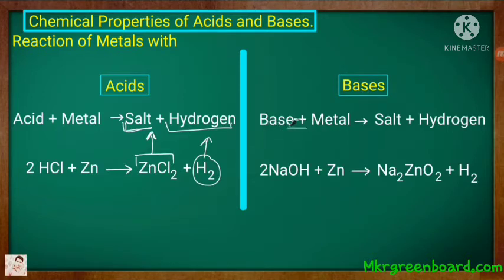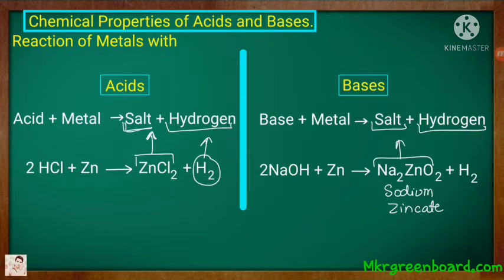In case of bases, when bases react with metal, it forms salt plus hydrogen gas is liberated. For example, NaOH, sodium hydroxide, when it reacts with zinc metal, it forms Na2ZnO2, sodium zincate, plus hydrogen gas is liberated. These are the reactions of metals with acid and base.